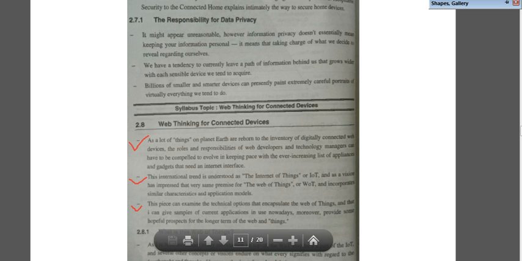Next point, the piece can examine the technical options that encapsulate the web of things, and it can give samples of current applications in use nowadays. Moreover, it provides some hopeful prospects for the longer term of the web of things. So these are the different points under web thinking for connected devices, meaning how different devices are connected through the internet, which is nothing but our IoT technology. It will involve the World Wide Web in the IoT technology. So how can it be possible?